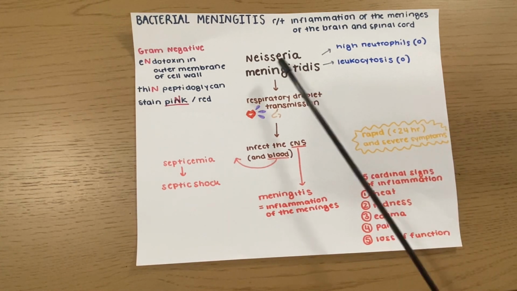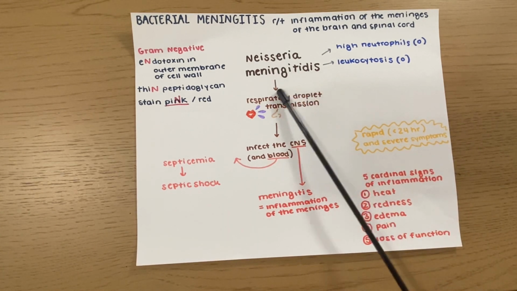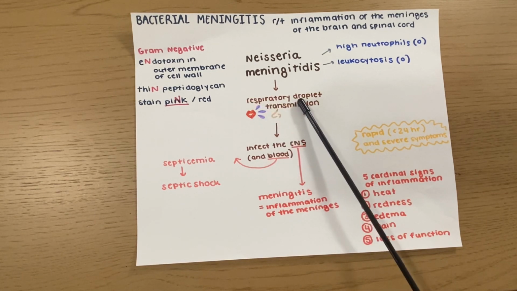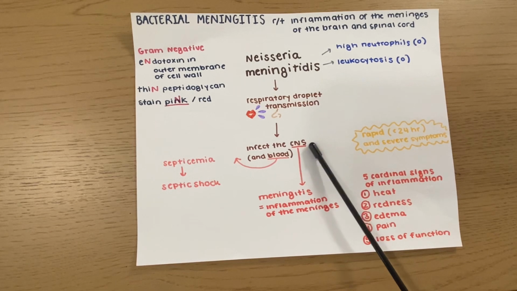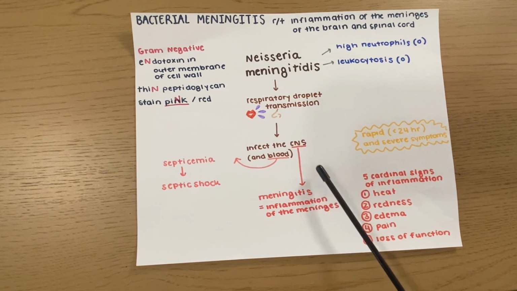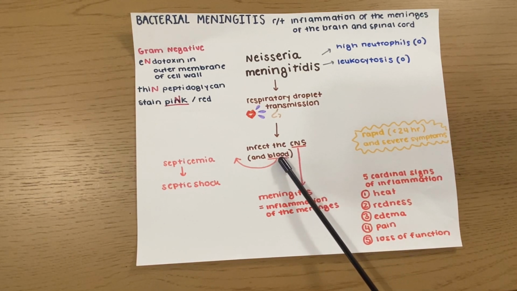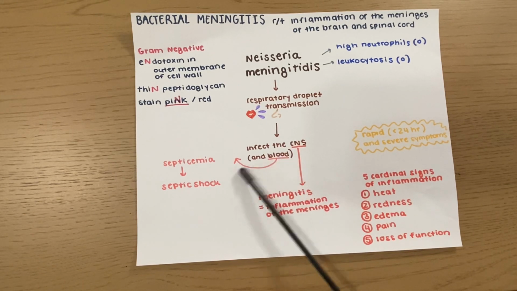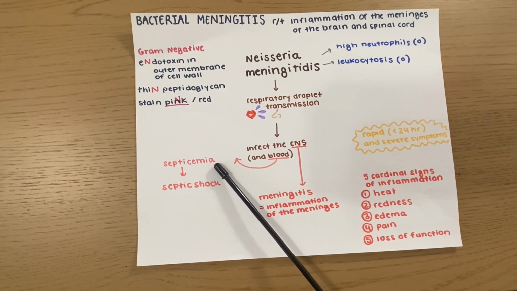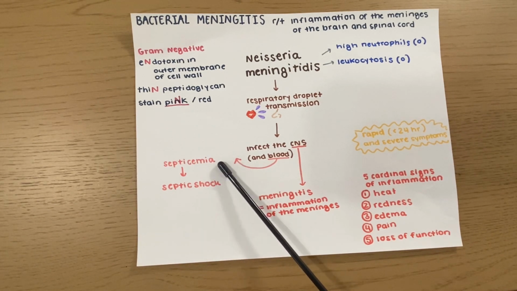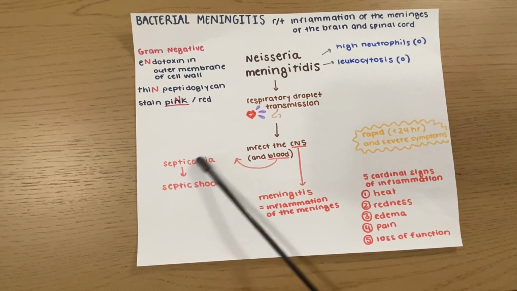So the Neisseria meningitidis bacteria are transmitted through respiratory droplets, and they can infect the central nervous system, which can cause meningitis. And a complication could be that they enter the blood, causing septicemia, or in this case, since it's bacteria, it could be bacteremia, which is when the microbes or bacteria are in the bloodstream.